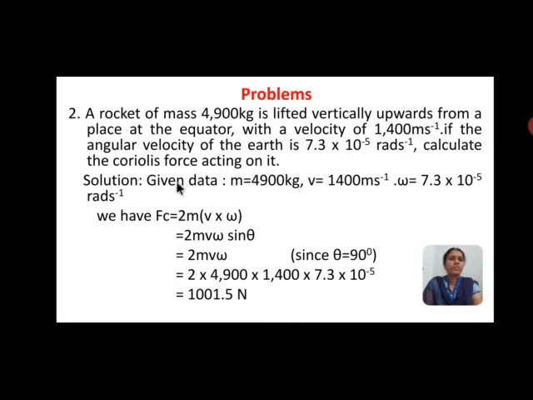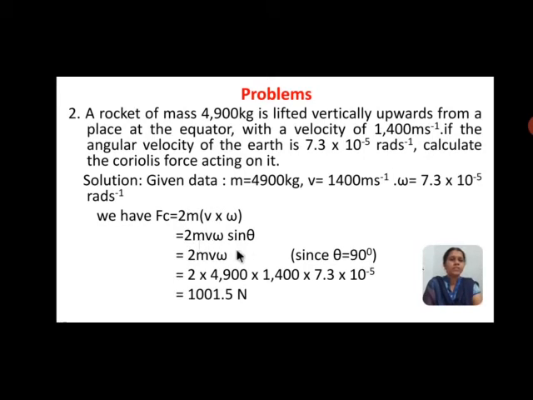So here, what are the given data? A mass is given, just write down the mass value. Velocity is also given, write down the velocity value. And here, angular velocity, denoted by omega. Omega value is given. Now what we have to calculate here? Coriolis force we have to calculate. What is that formula? Fc is equal to 2m v omega. Here it makes an angle theta, that is 90 degree. So now we will write 2m v omega into sin theta.